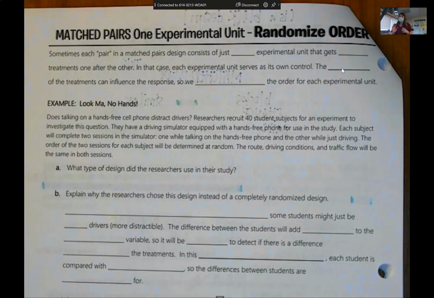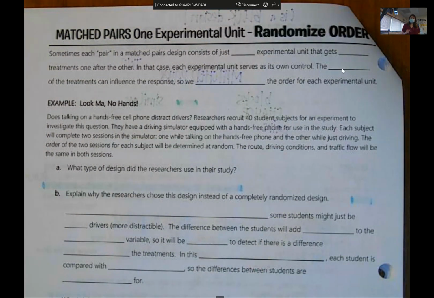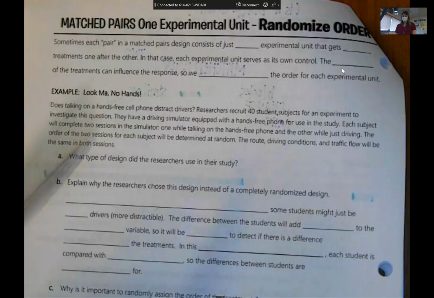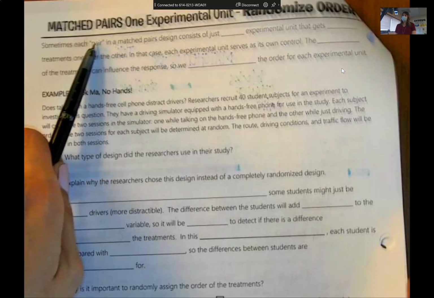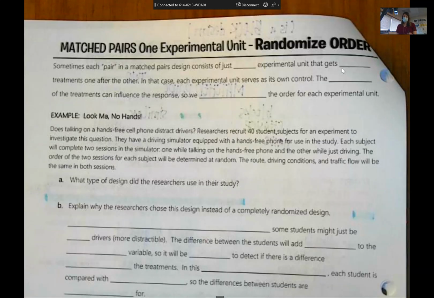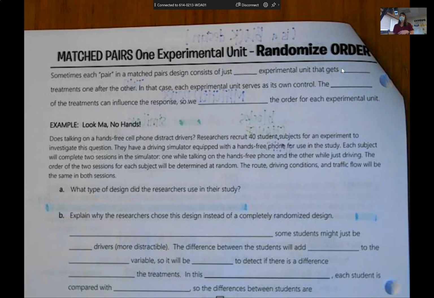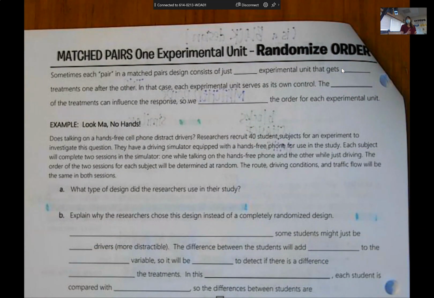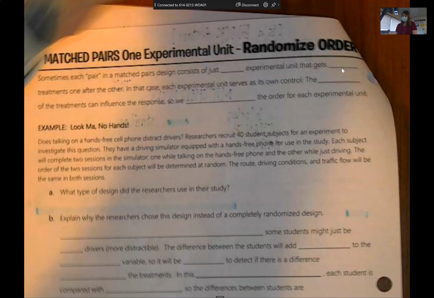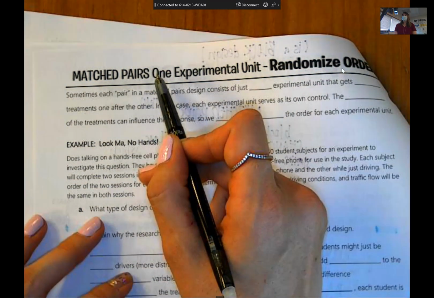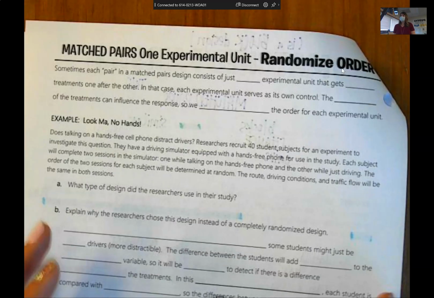It is matched pairs, which is still a block design. So we're still talking about blocks, and we're with this idea of it being a matched pair. But the word pair can be a little bit deceiving. So in this particular scenario, there is one experimental unit. One unit will get all of the treatments. So the difference between this one and the one that we're on is that every experimental unit does all of the treatments that are available.